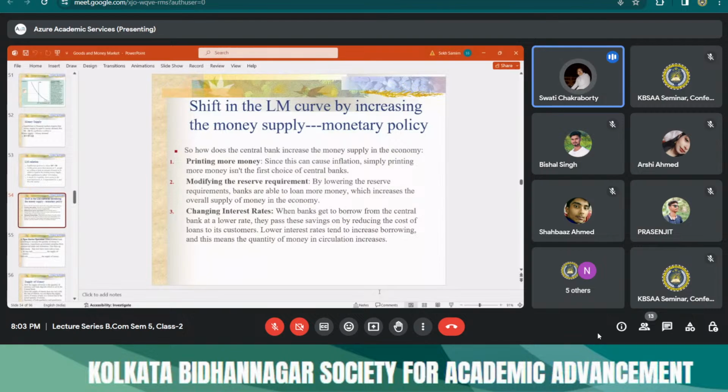And the reverse comes up when the central bank wants to reduce the supply of money. So what do they do? They sell the securities to the commercial banks, and the commercial banks have to pay. So the supply of money goes down, which is contractionary monetary policy, a reduction in the supply of money.